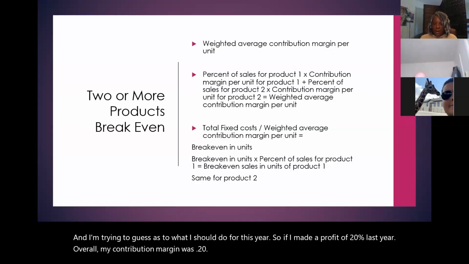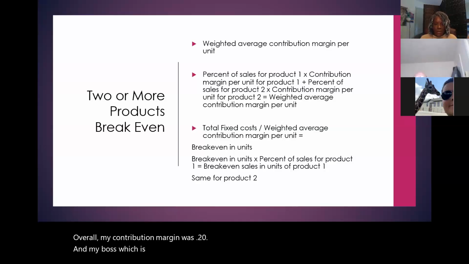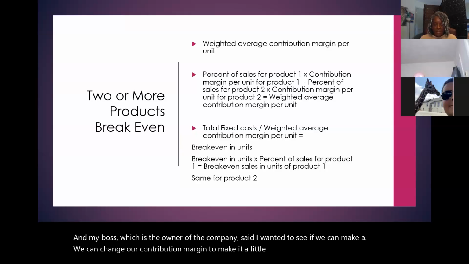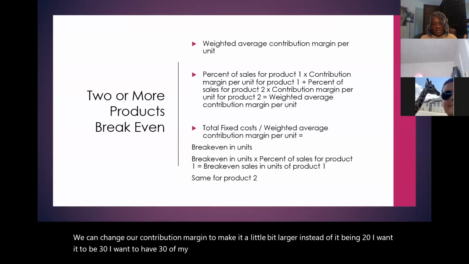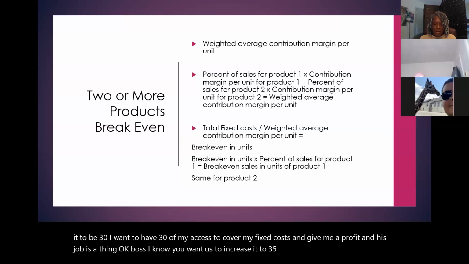And my boss, the owner of the company, said, well, I want to see if we can change our contribution margin to make it a little bit larger. Instead of it being 20%, I want it to be 30%. I want to have 30% of my excess to cover my fixed costs and give me a profit. And his job is to think, okay, boss, I know you want us to increase it to 35%. We've got to think about how we can do it.